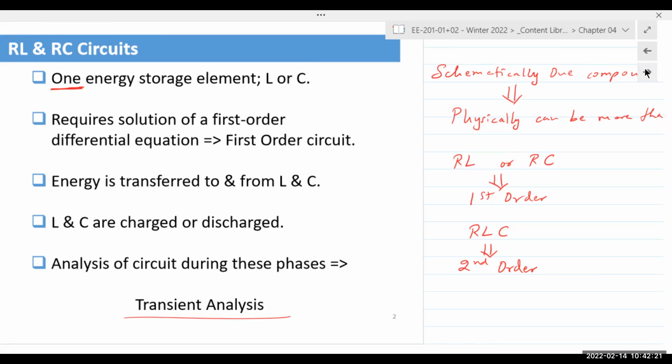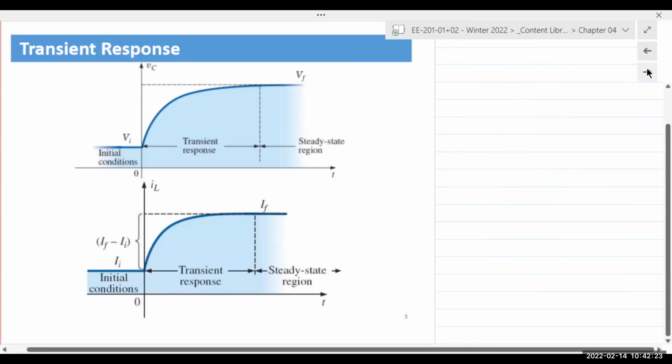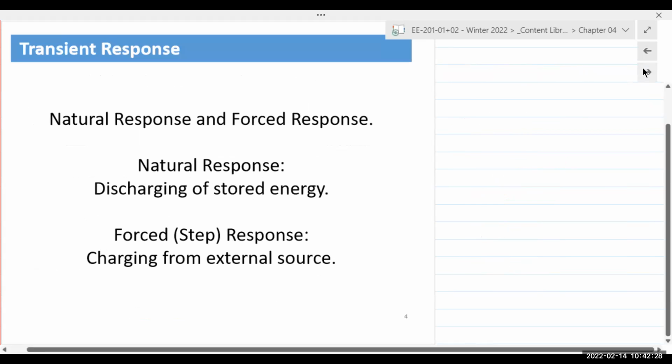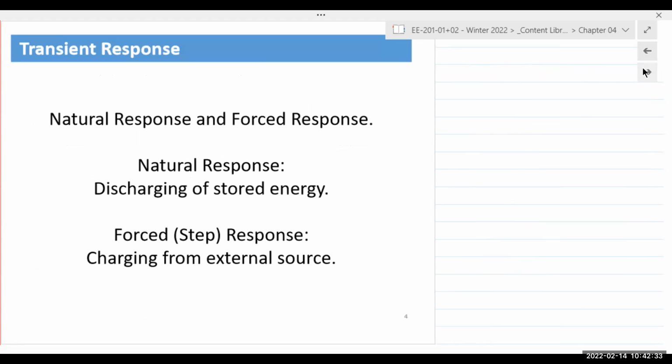Based on whether we are charging or discharging, there are two kinds of responses. One is known as the natural response. The other is known as the forced response. Now, it is not as sinister as the word sounds. Everything that we have studied so far is basically forced response, and it's so called because you have an external source connected to these components.